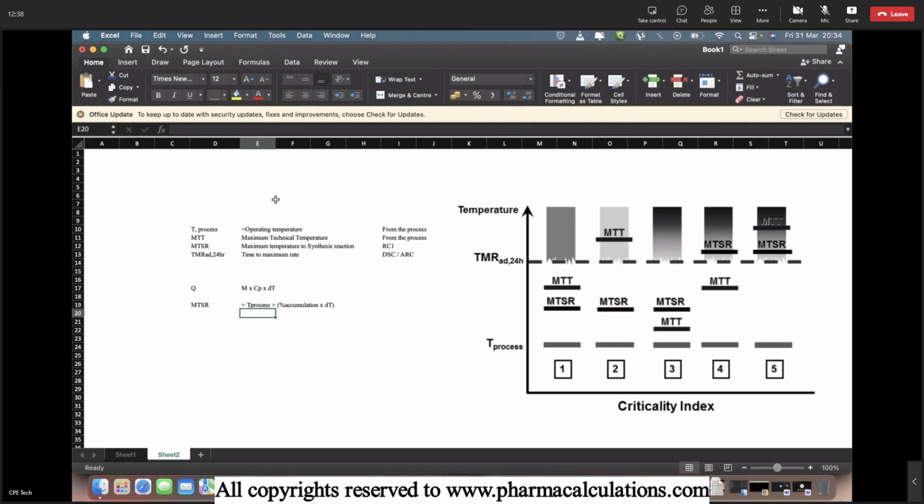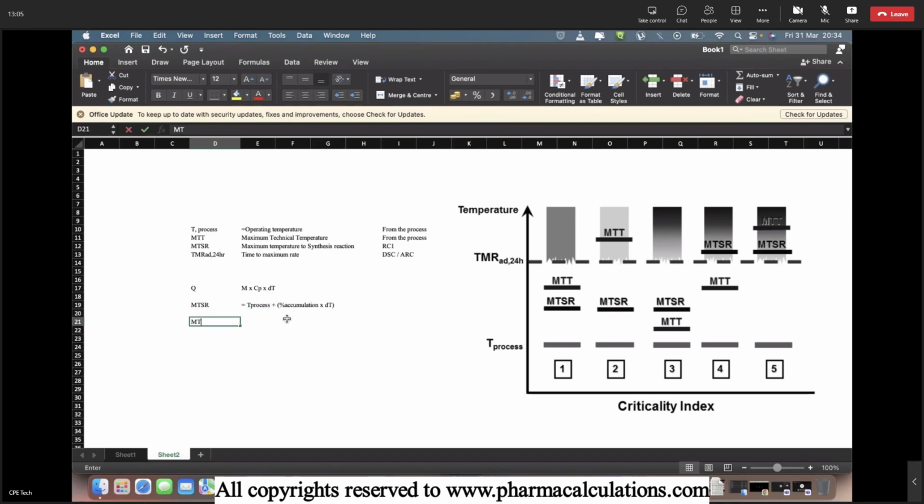Using this formula we calculate the MTSR. If you do not include the percentage accumulation, you will get the MTSR for a worst case scenario. That means the percentage accumulation is going to be 100%. That means the scenario in which you dump the total reactant into the reaction mass at a single instance. It's nothing but a worst case MTSR.